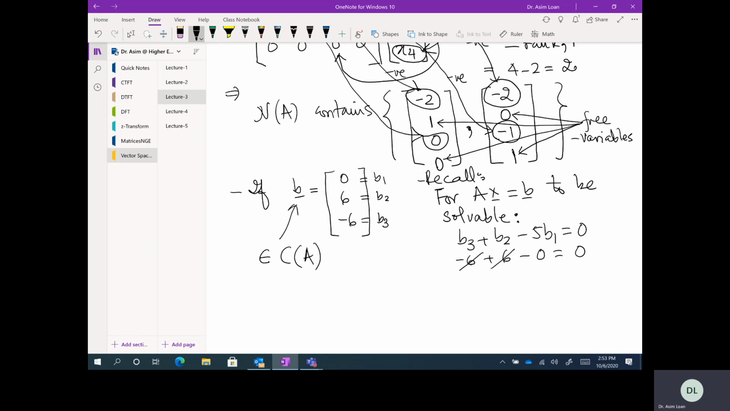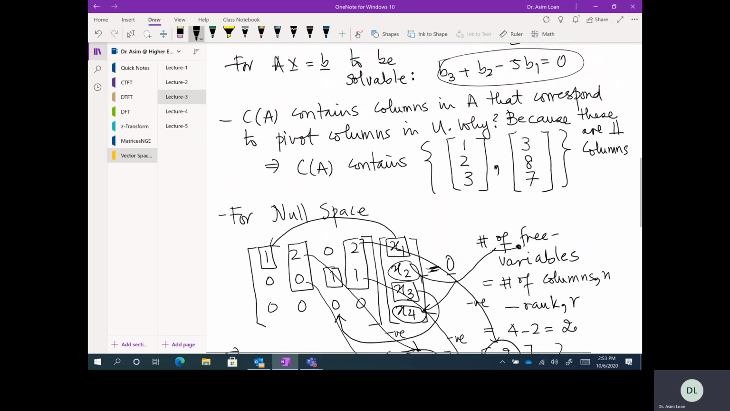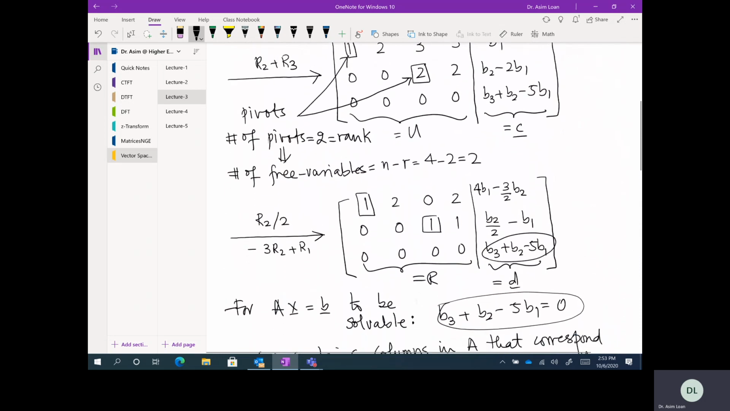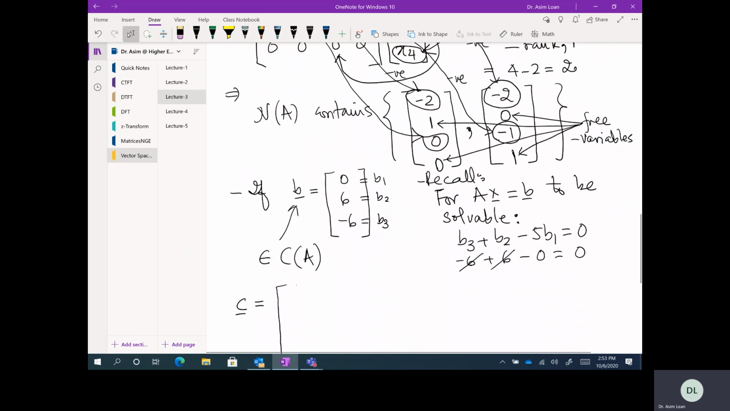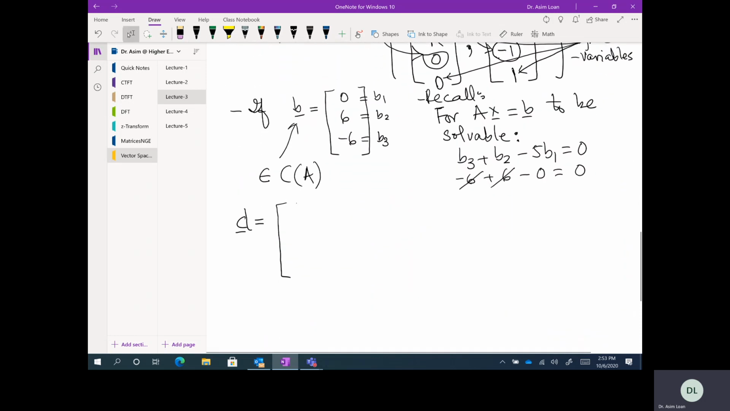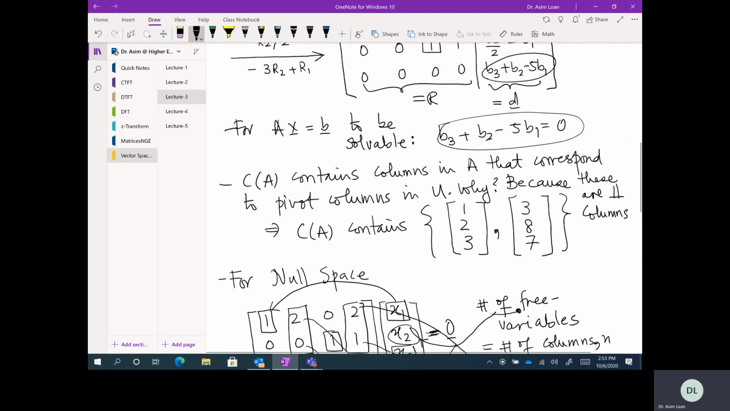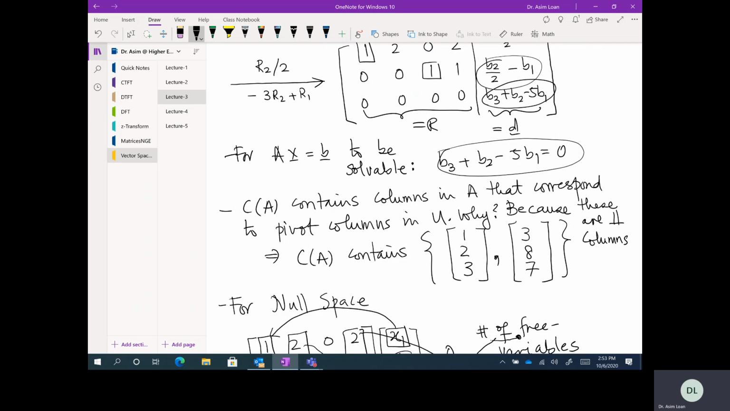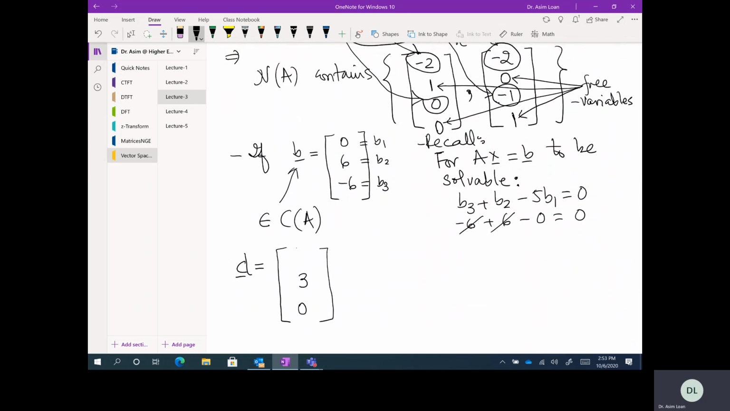Okay. Since b belongs to the column space of A, what is C? So the C vector was, what did you write C? Or maybe I just write directly D. So D is, I don't want C actually. So D is, the last one is 0. This is 0. Second is b2 by 2 minus b1. So b1 is already 0, so we don't care. So b2 by 2 is 3.